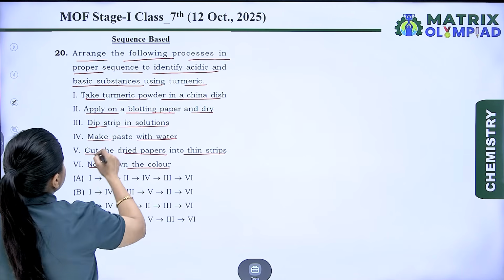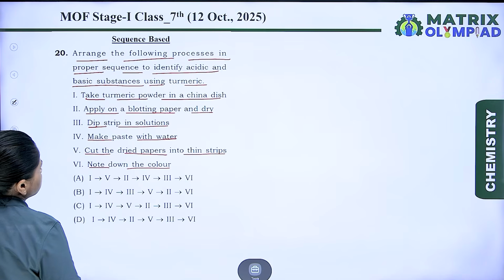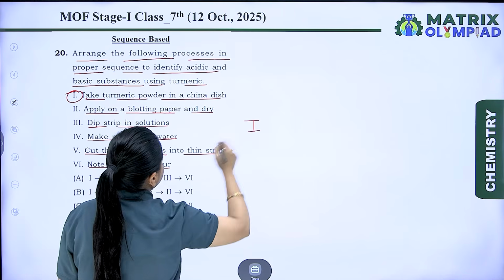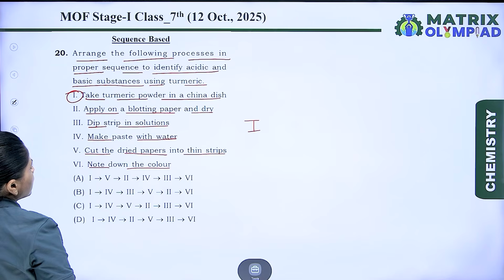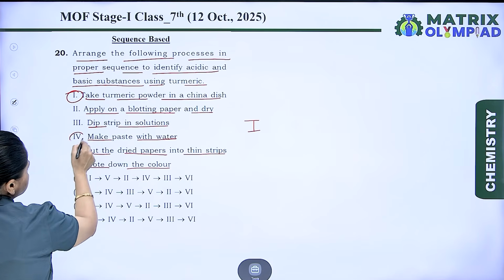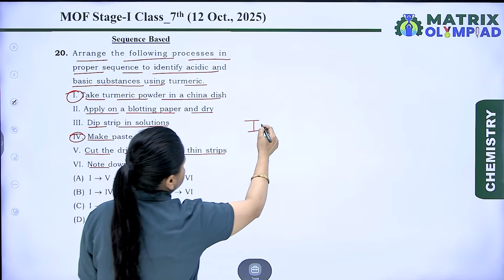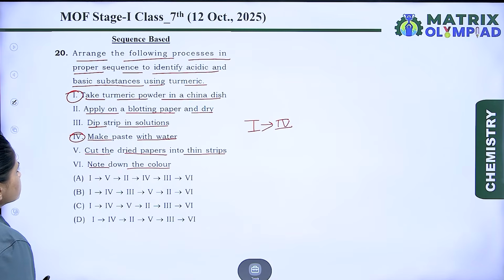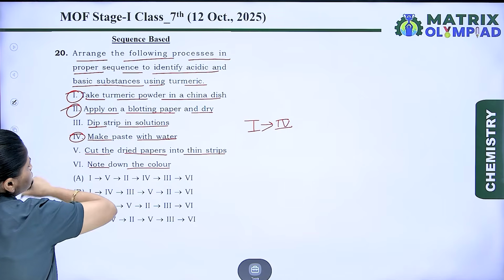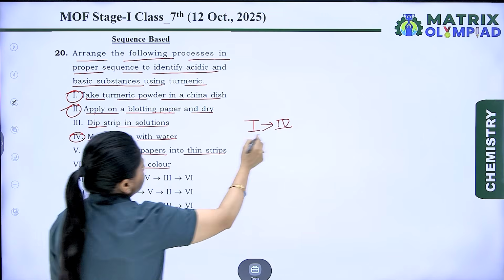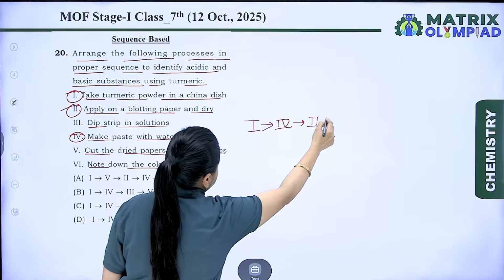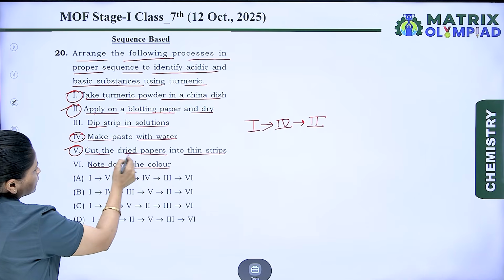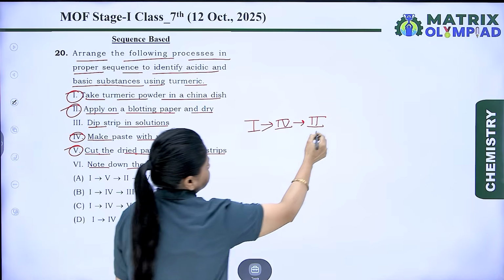In these six steps, we have to choose the first step. This is first: take turmeric powder in a china dish. After this, we have to choose the fourth step, that is make paste with water. Now, the second step is chosen, that is apply on a blotting paper and dry. After this, we have to choose fifth, that is cut the dried papers into thin strips.